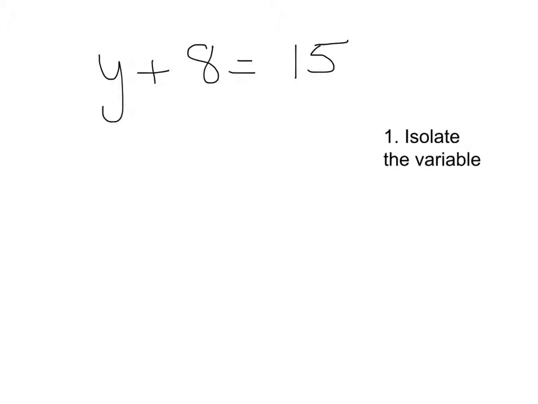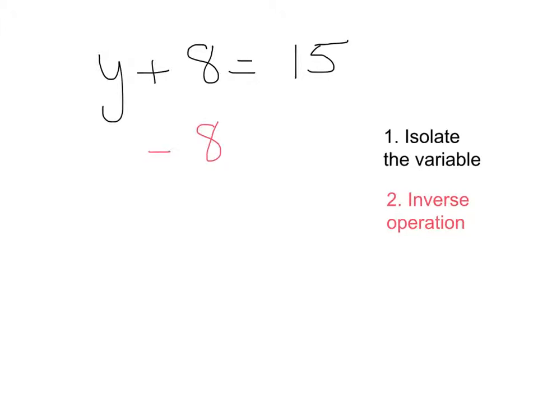In order to get y by itself, I need to get rid of the plus 8. I need to do what's called the inverse operation. The inverse operation of addition is subtraction. So what I'm going to do now is I'm going to subtract 8 from this side of the equation.